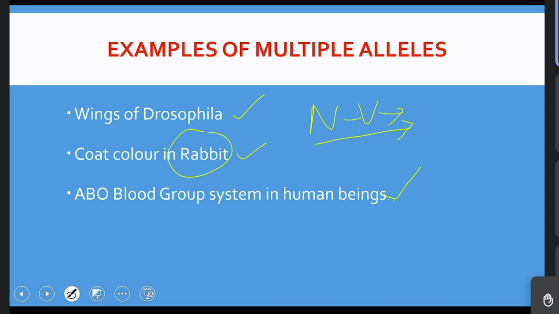Likewise, rabbit skin is said to be having different colors. One is said to be, let us say, black, the other is said to be grey, and the other is said to be chinchilla, and the other is said to be albino.